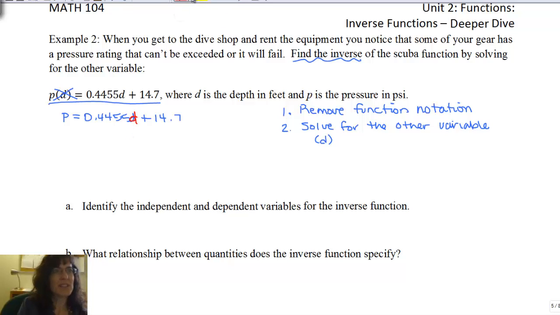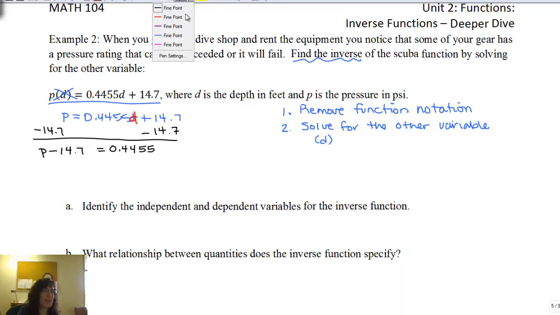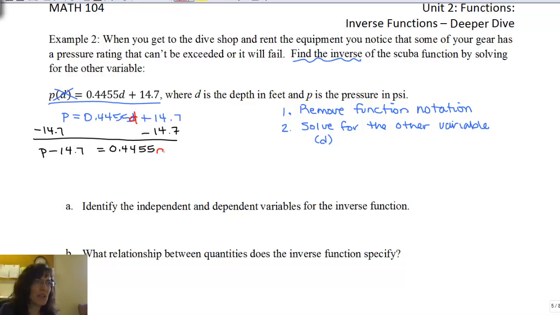That's the one I want to solve for, so I want to move everything else to the other side using order of operations and opposite operations, so negative 14.7 on both sides. And so I have p minus 14.7 equals 0.4455. And there's my d, put it in red. I want that d all by itself.